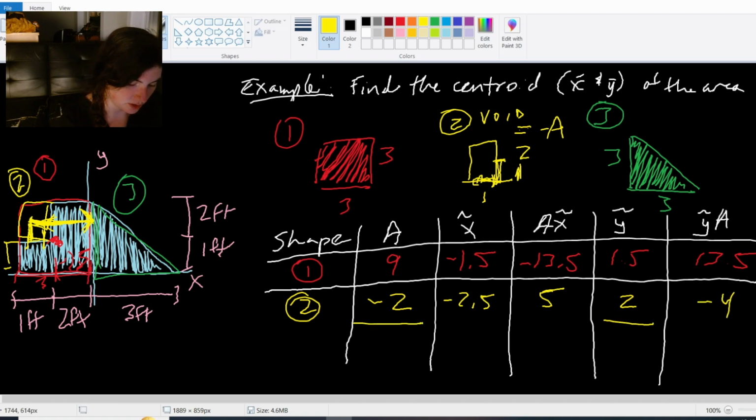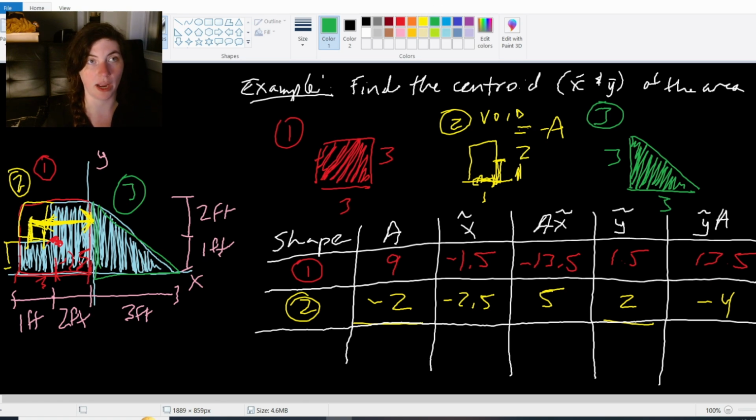All right, that just leaves us with one last shape to do here, and that is our triangle. Now his area is a little more complicated, and he's not just a square or rectangle. He's going to be 1/2 base times height. So 1/2 times 3 times 3 is going to be 4.5. And again, his is positive because we are looking at him as his full area. So we've got that 4.5.